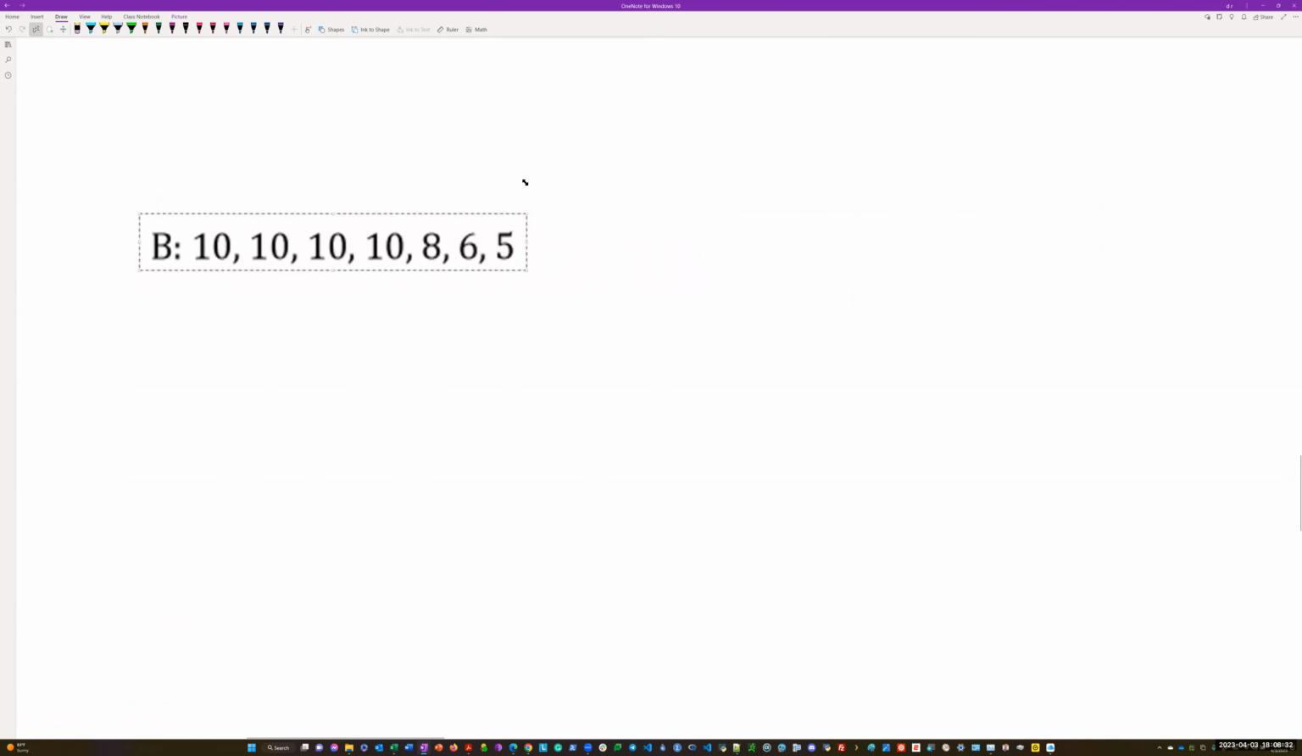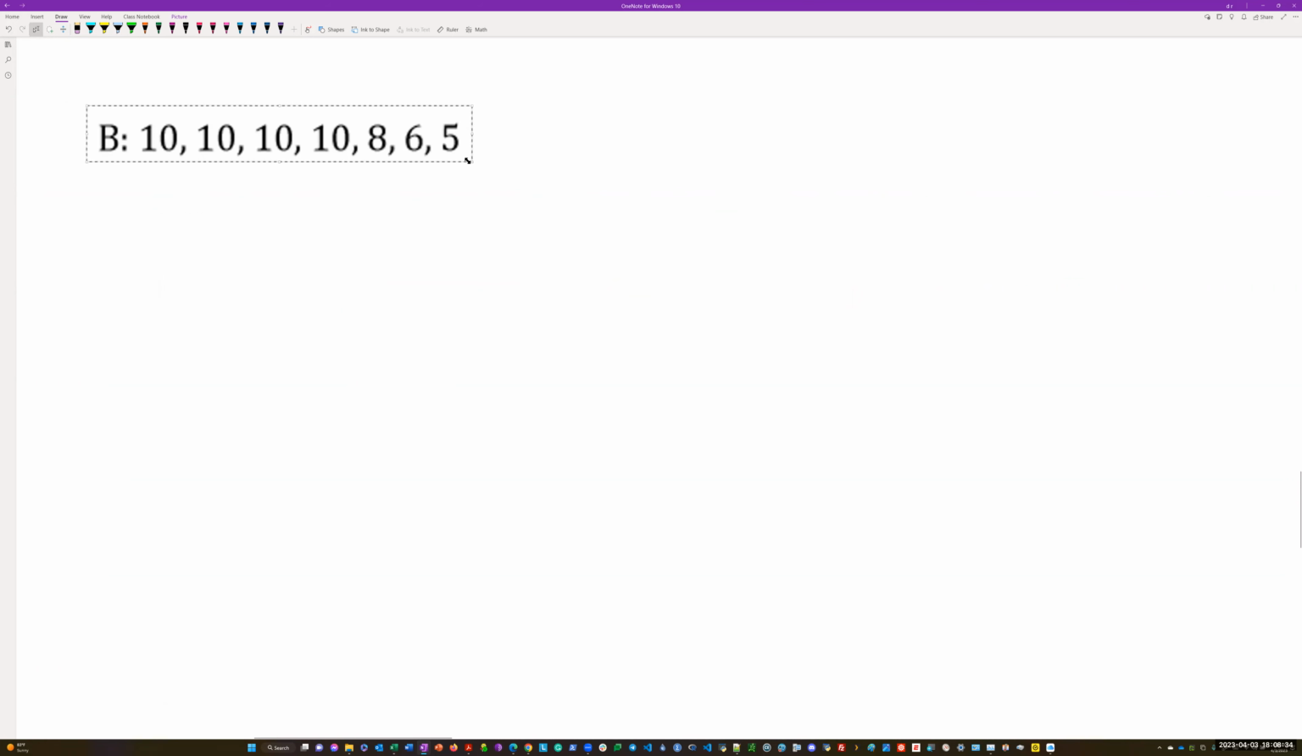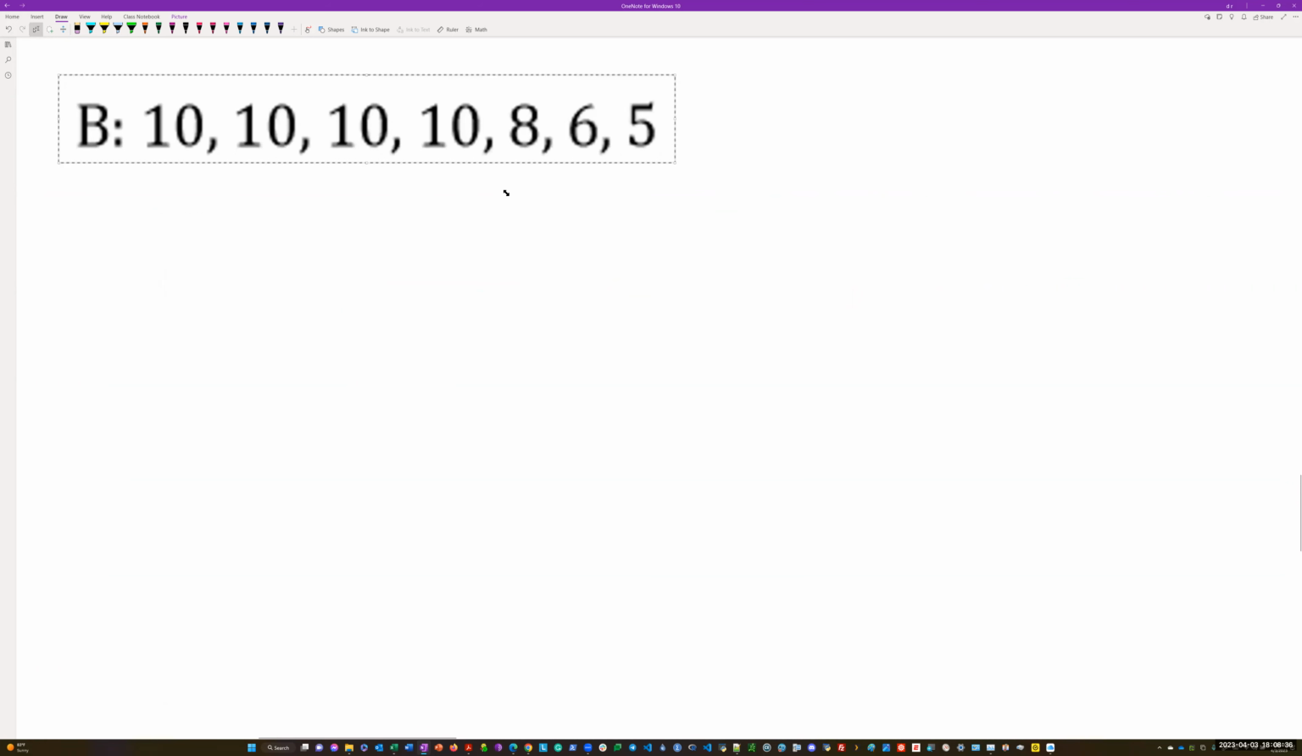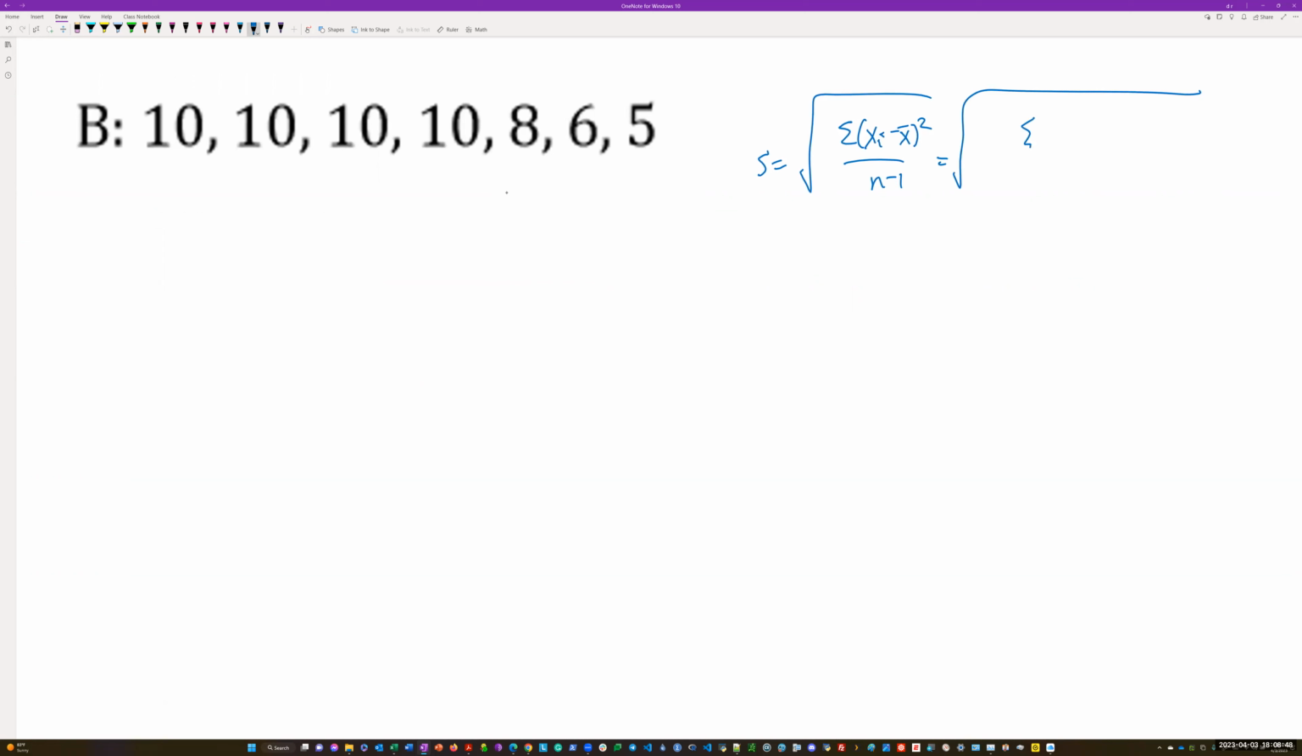Just like there was a formula for weighted mean, we can do something for weighted standard deviation also. So S is equal to the square root of the sum of (xi minus x bar) squared, all over n minus 1. This can also be rewritten as the sum of the frequency of how often those particular values occur times the value minus the mean squared, divided by the sum of the frequencies minus 1.